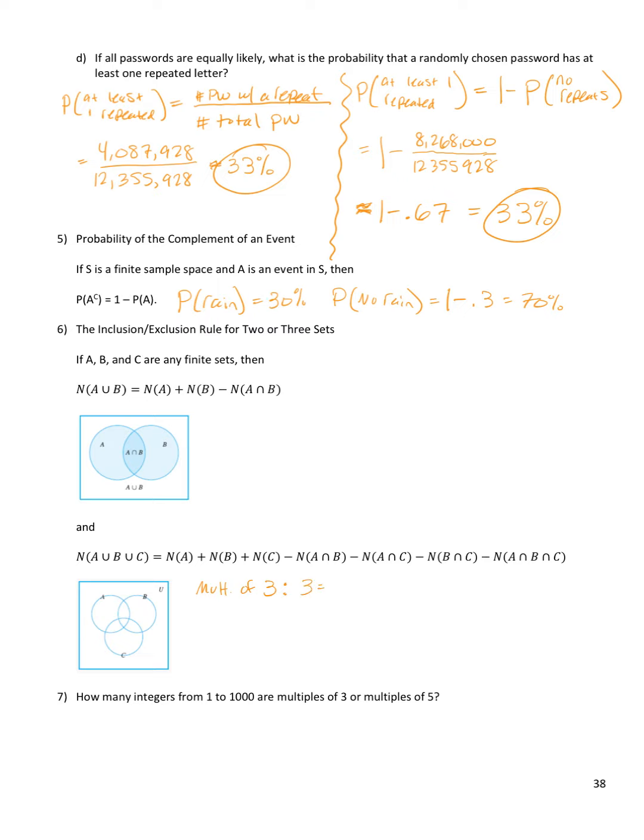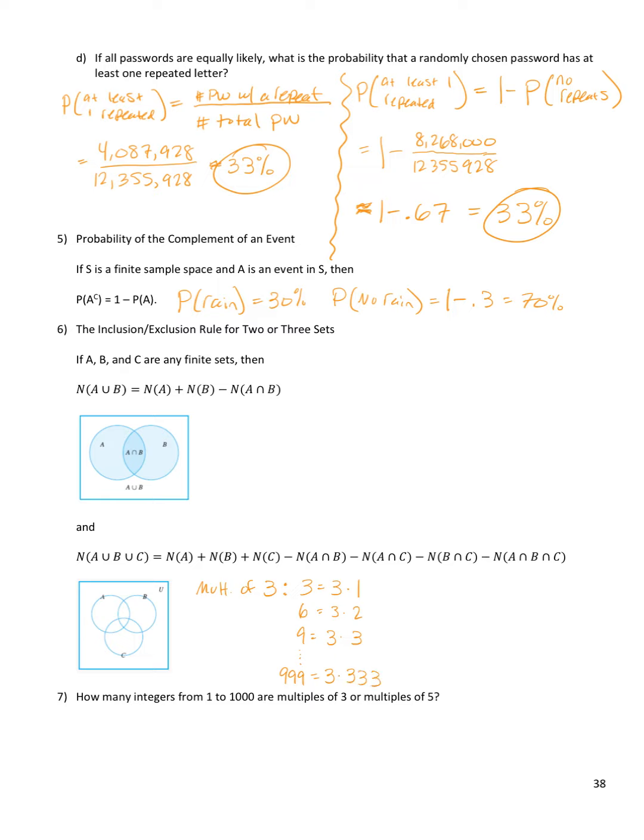And that is 3 times 1. And then the next one would be 6, which is 3 times 2. And then 9, which is 3 times 3. And then the last multiple of 3 before you hit 1,000 is 999. And that is 3 times 333.